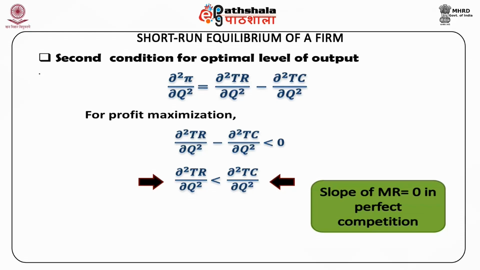The slope of the horizontal marginal revenue curve in perfect competition is 0, and the second order condition can be modified as delta square total cost divided by delta q square greater than 0. That is, marginal cost must be rising, or the marginal cost curve must have a positive slope. Thus, at the point of equilibrium, the following conditions must be satisfied: marginal cost equals marginal revenue, and marginal cost must be rising at the point of equilibrium.